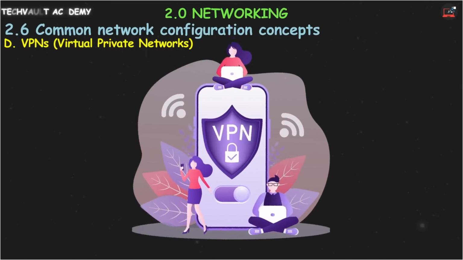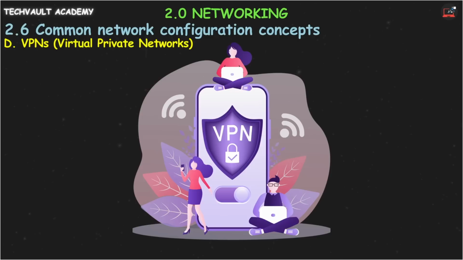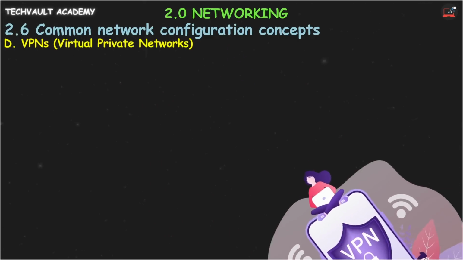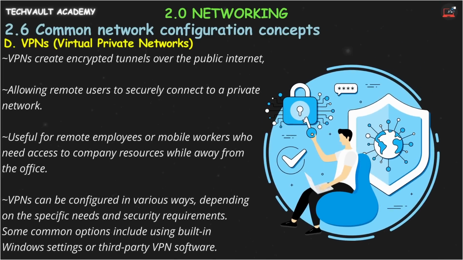4. VPNs, virtual private networks, secure tunnels over the public internet. Imagine a secure underground passage connecting two locations. Similarly, VPNs create encrypted tunnels over the public internet, allowing remote users to securely connect to a private network.